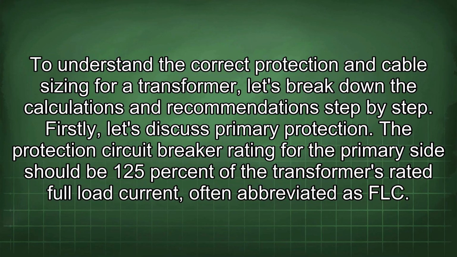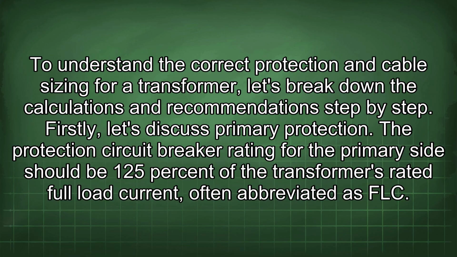To understand the correct protection and cable sizing for a transformer, let's break down the calculations and recommendations step by step. Firstly, let's discuss primary protection. The protection circuit breaker rating for the primary side should be 125% of the transformer's rated full load current, often abbreviated as FLC.